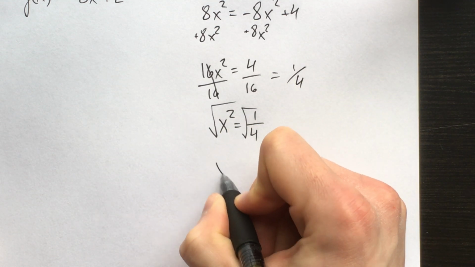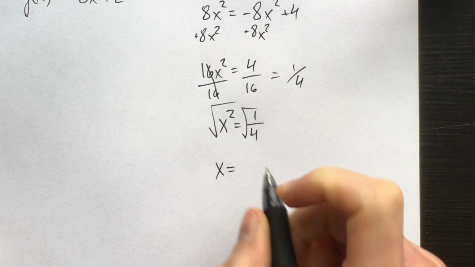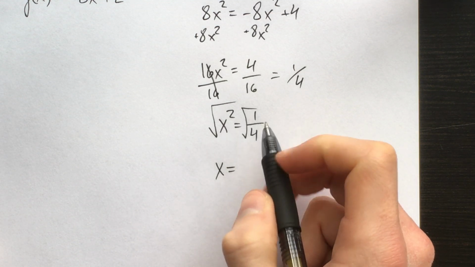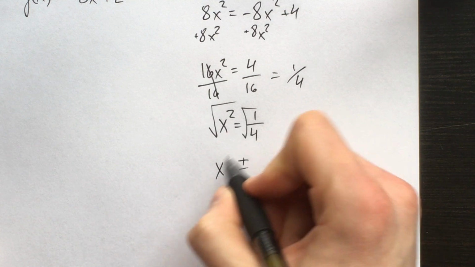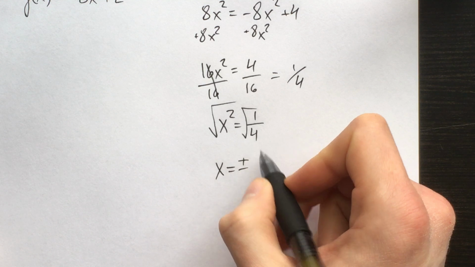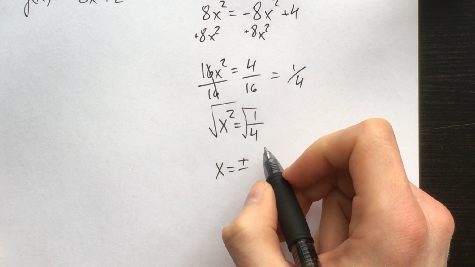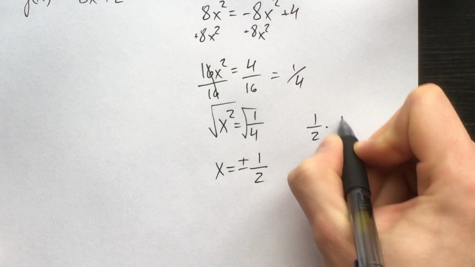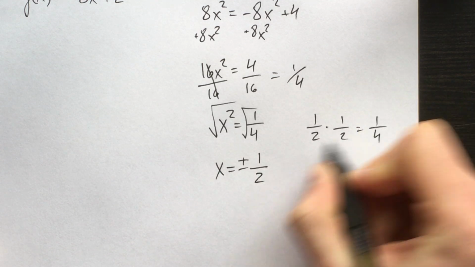So that means x is equal to, and this is very important, when you take the square root of something, you have to do plus or minus. So x is equal to plus or minus the square root of 1/4. What is the square root of 1/4? It's 1/2, because 1/2 times 1/2 is equal to 1/4.